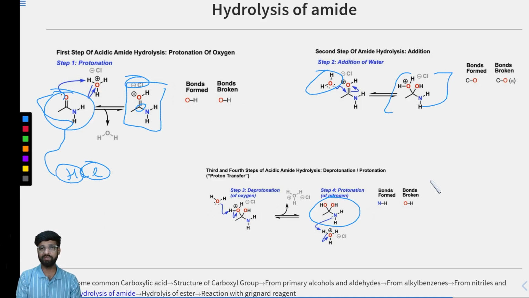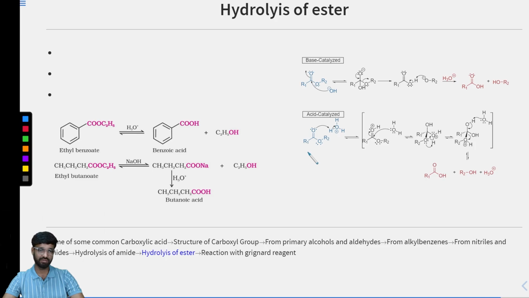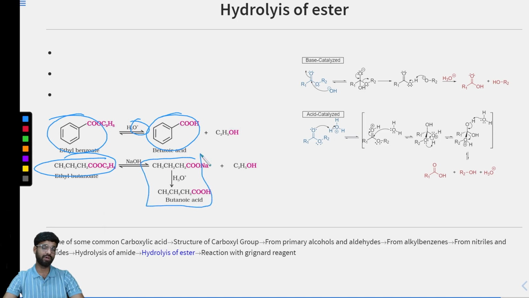Now we can do the same thing with esters also. So how is it done? Let us take the mechanism of ester. Here are some examples. We have taken ethyl benzoate, and we have treated it with H2O and H+. So we get benzoic acid. Again, we have hydrolyzed this and we got this one. Now why is this C2H5 not going to C2H5COOH, and why is only this group going to this? So we look at the mechanism for that.